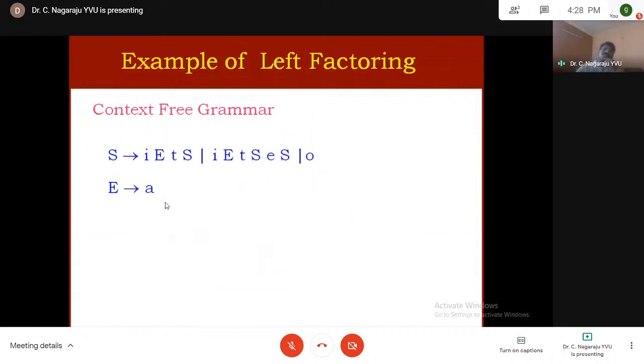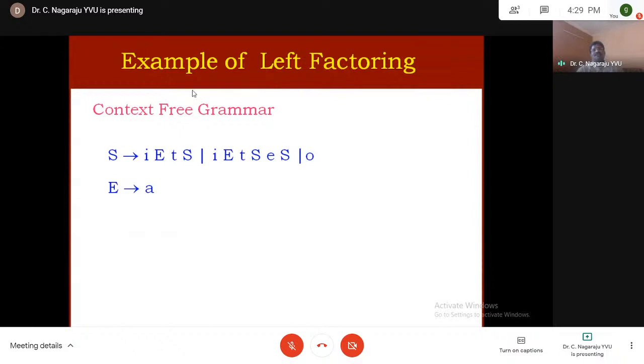For example, take the context free grammar for an if else statement, and see how we evaluate the left factoring. Statement S means: if is I, E is the expression, T is then. S is equal to if expression then statement, and also if expression then statement else statement. This is the if else statement, this is the if statement, and this is the other, that is others, and E is equal to A.